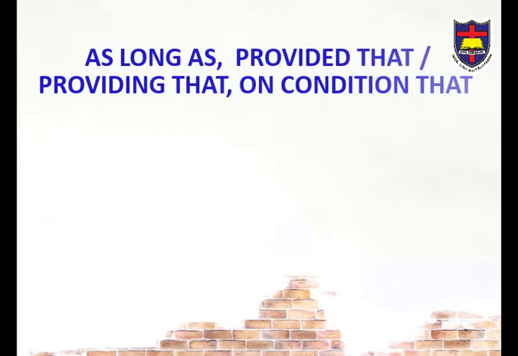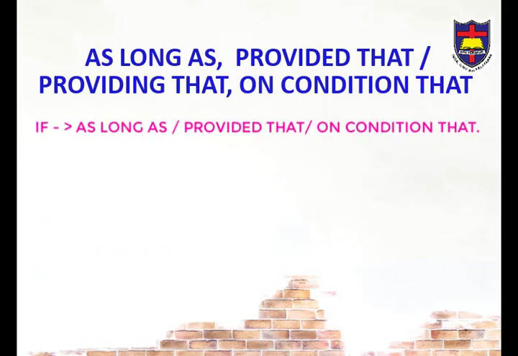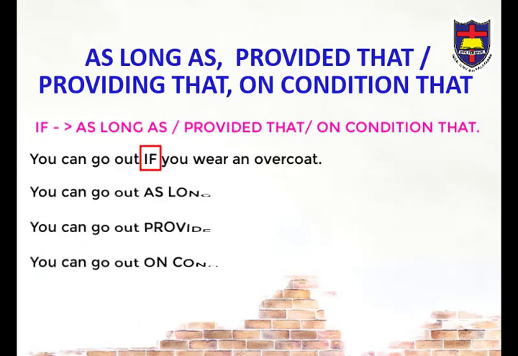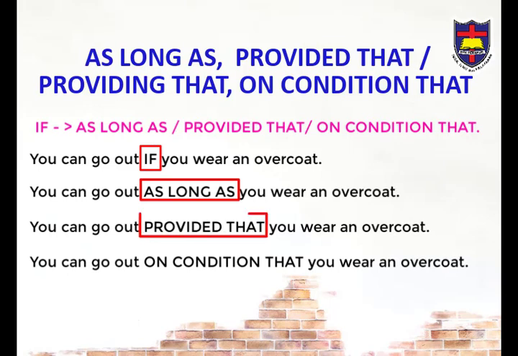The first alternative is as long as, provided that or providing that, and the last is on condition that. They are used to replace the word if in the if clause. What you have to do is to replace the conjunction if by using as long as, provided that or providing that, and on condition that. Look at this example. You can go out if you wear an overcoat. The conjunction if can be replaced by as long as, provided that or providing that, and on condition that.